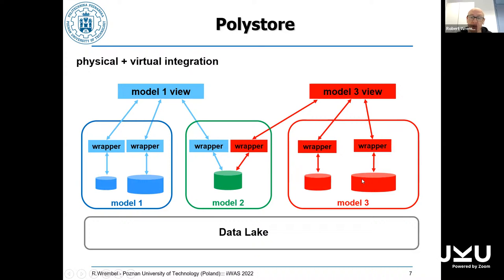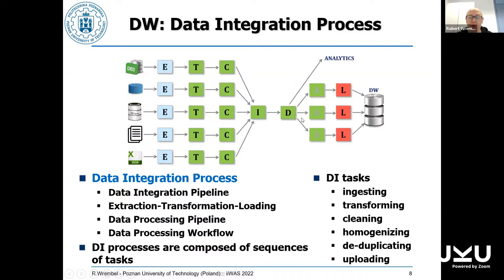So we have three different storages, physical integration, and then you can query these data via various interfaces. So you can integrate a blue model with green, red with green, red with blue, any available combination. So at the top, there is a virtual data integration architecture. So that was the context.